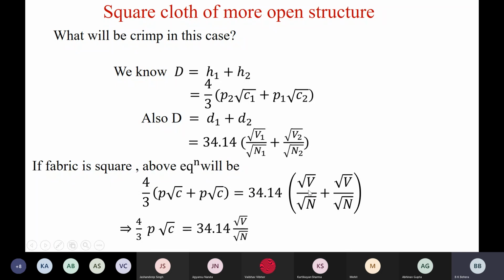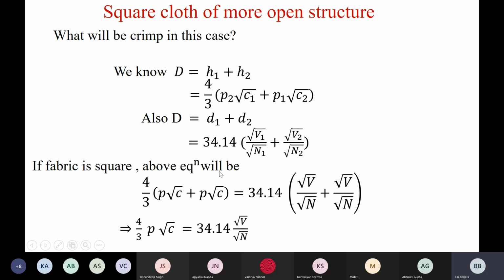Also, we have the equation of yarn diameter. A couple of yarn diameter equations must be taught to you, and Professor Istiak will teach you in the class. Remember, one diameter of yarn formula is 34.14 into root V upon root N. N is count, V is called specific volume of the yarn, that is volume per unit mass.